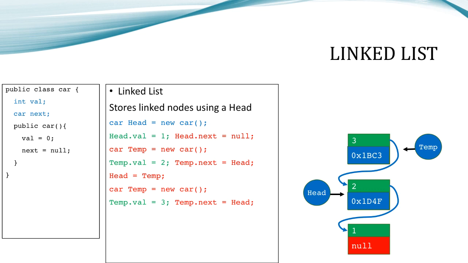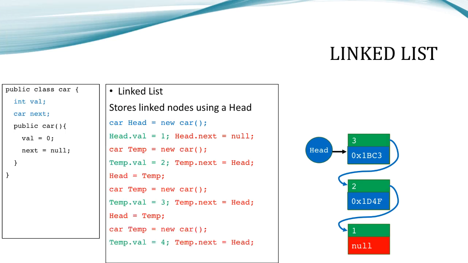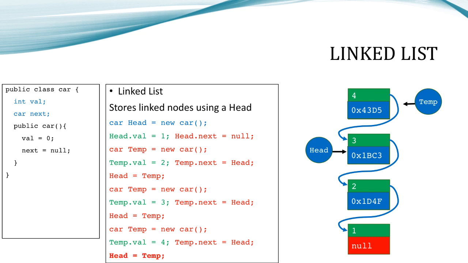Now, as I've said earlier, in a linked list, head always points to the first node. This means that we would have to move the head. Like before, head equals temp is going to move the head to the temp. Again, adding another node in there. Same idea, and reusing temp. So car temp equals new car, temp.val equals 4, temp.next equals head. And finally, moving the head to the first position of the list.